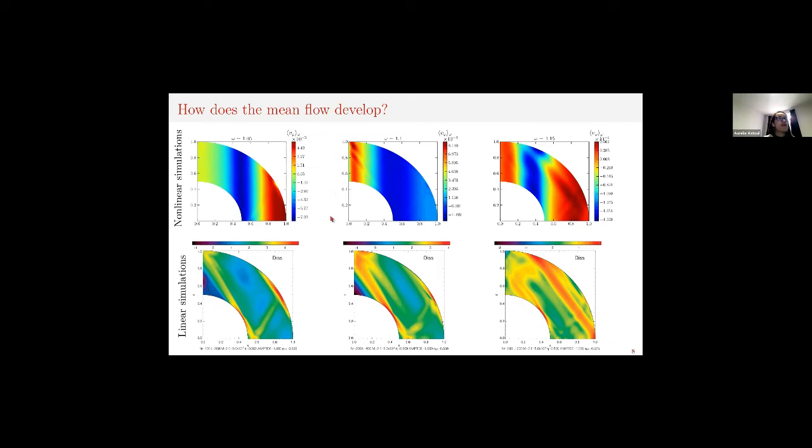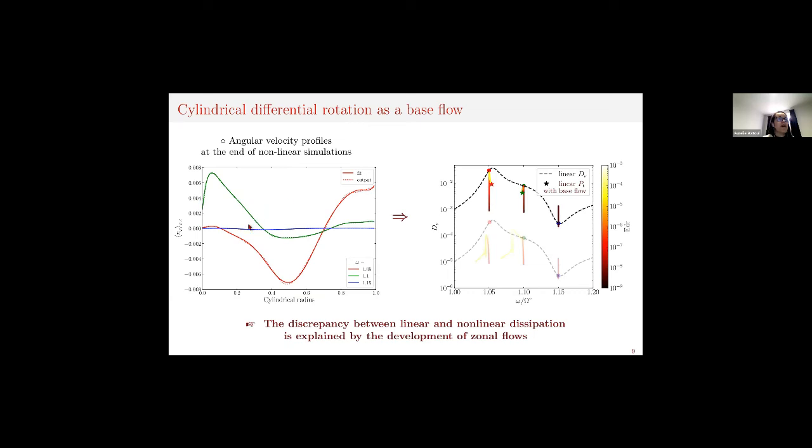So a common feature shared by all these zonal flows is that they have a symmetry according to the azimuth and also according to the vertical axis. So they are really cylindrical differential rotation profiles. Because of that, we can check a hypothesis. The hypothesis is that the zonal flow has something to do with the discrepancy we see between linear and nonlinear tidal dissipation predictions.